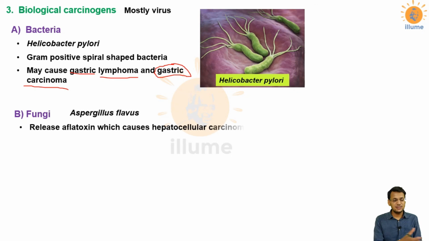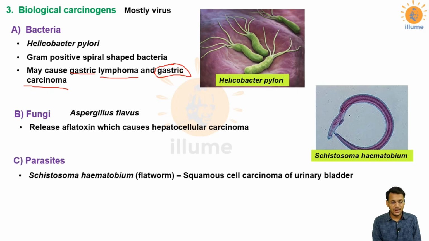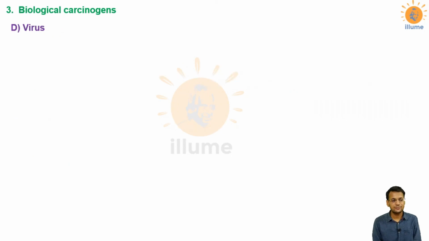Fungus, as we discussed earlier, Aspergillus flavus, produces aflatoxin, which is associated with hepatocellular carcinoma, especially in patients suffering from hepatitis B. Next are parasites, and the most important one is Schistosoma haematobium, a flatworm which is associated with squamous cell carcinoma of the urinary bladder.